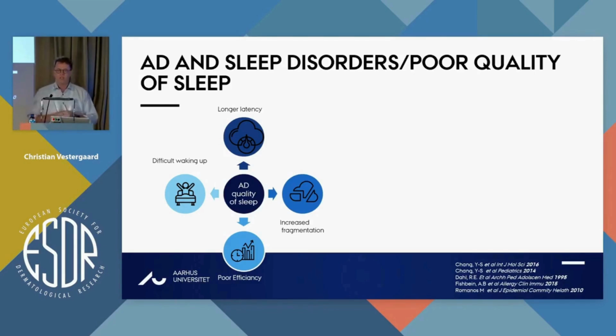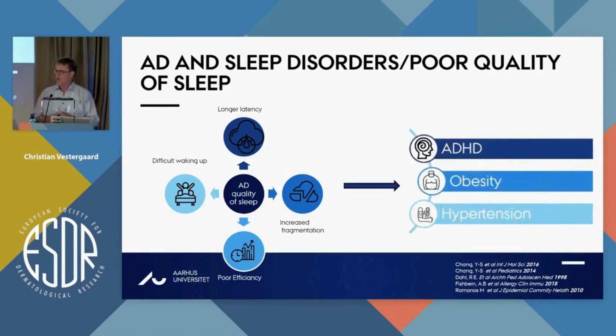They have an increased fragmentation of their sleep. They have difficulties in waking up, so they get a poor efficiency out of sleep. Maybe that's not a nice thing to say about sleep, but it really means that you don't get rested. And we know that this is high risk for ADHD, for obesity, for hypertension. So suddenly we're talking about a risk factor for both psychiatric disease, but also for cardiovascular disease.